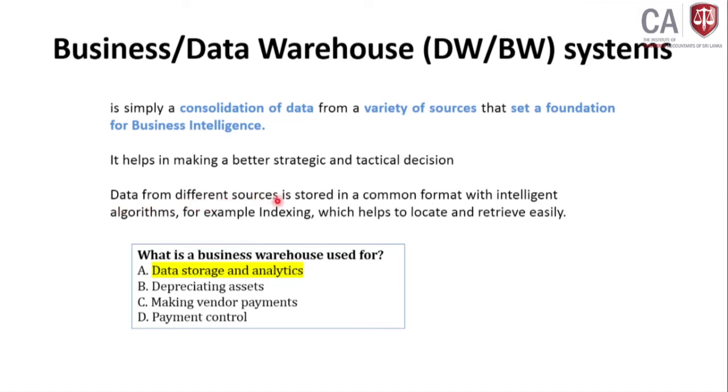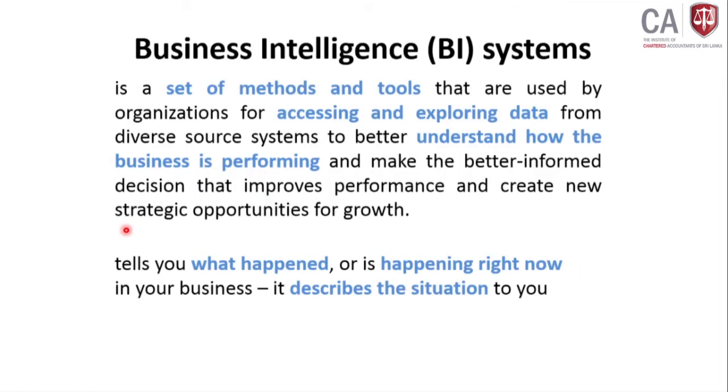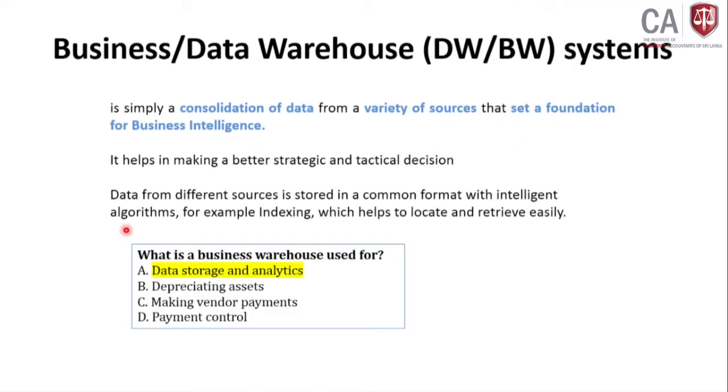Data from different sources is stored in a common format with intelligent algorithms. Let's say from this BI system, through their intelligent algorithm, by querying of the data, they fetch data into the system. For example, indexing, which helps to locate and retrieve easily. So what is the business warehouse used for? Data storage and analytics. That is what the business warehouse is used for. So the answer is this. By looking at the other answers, it is easy to identify what the correct answer is.